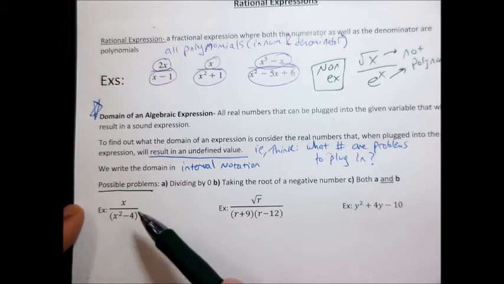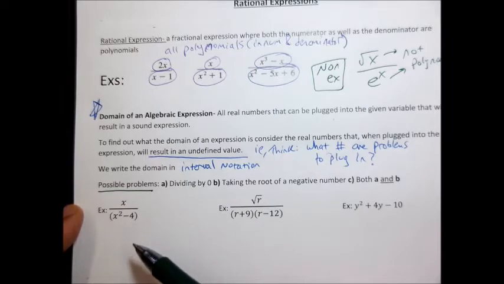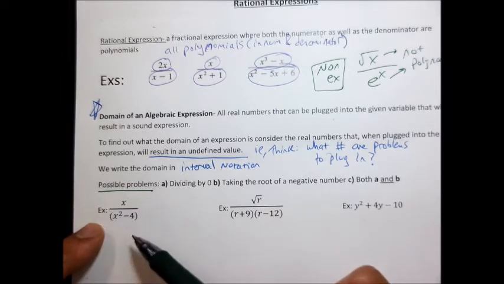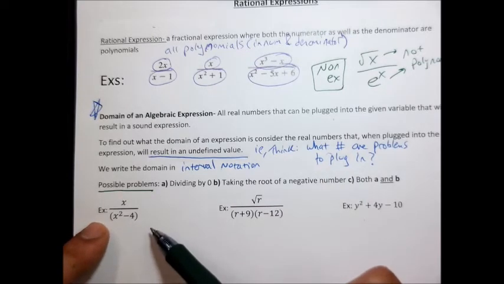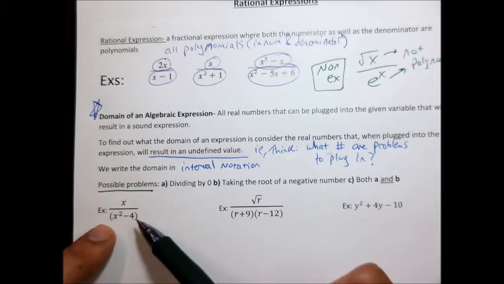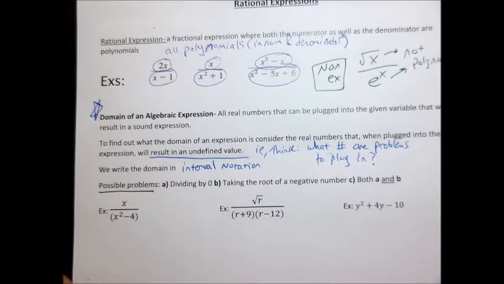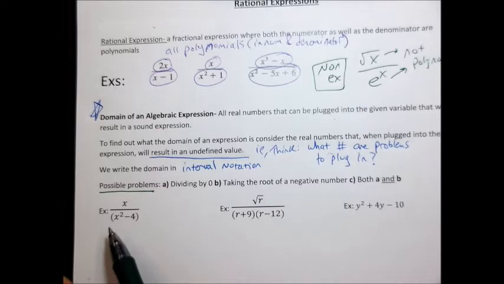Are there any roots in that equation, I guess is my question. No, there's no radicals in there. And so we don't have to worry about taking the square root or the fourth root of a negative number because there aren't any roots. So that's fine. So we don't have to worry about b in this first one. But we might divide by 0.